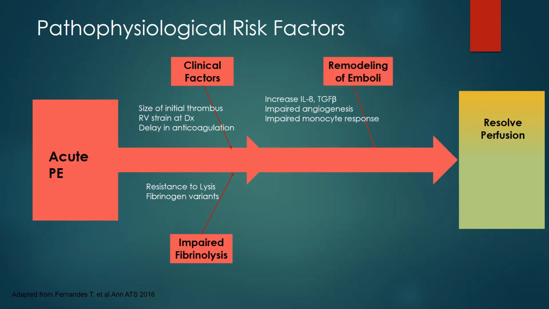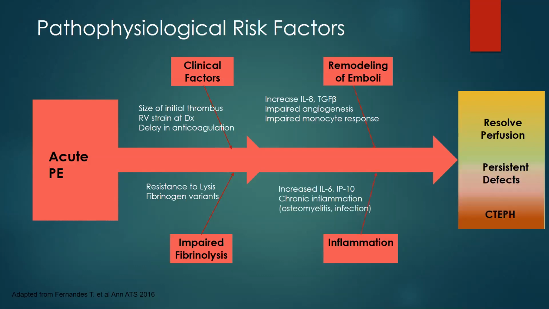As far as remodeling, those that have abnormal remodeling and don't have resolution of their emboli have increased levels of IL-8, TGF-beta, and impaired angiogenesis. So that contributes as well. And then I think this one probably makes sense to most of you, but chronic inflammation that continues to persist. So if there's somebody that has a chronic osteo, or they have an inflammatory bowel disease, or underlying infections, all of those things can contribute to chronic inflammation and persistent perfusion defects.